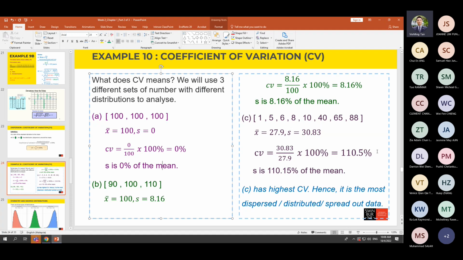Why? Because all of these data have different mean value. So it's better for you to use the CV to do comparison instead of using standard deviation. Use CV.